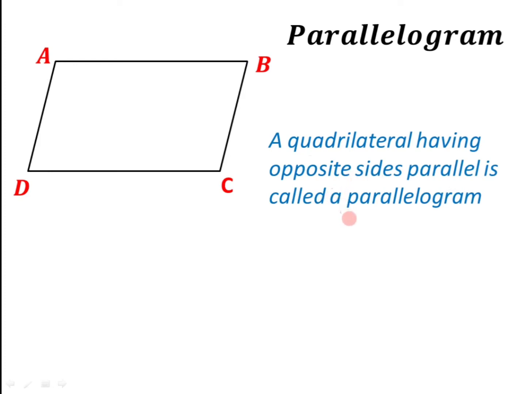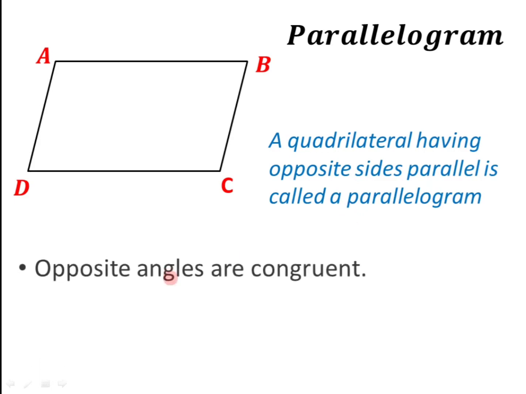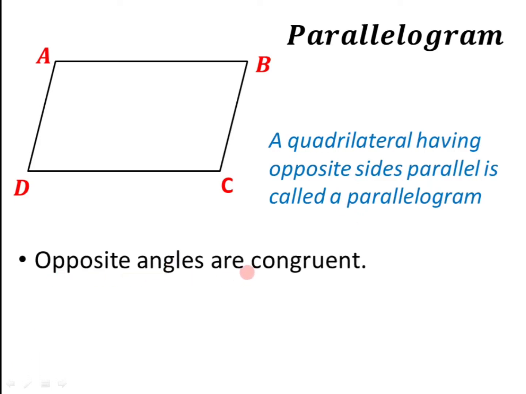Now let's have its properties. The first property is the opposite angles of a parallelogram are congruent. So if you consider this quadrilateral ABCD, then angle A and angle C, this is the pair of opposite angles. So they must be congruent. In the same way, there is another pair of opposite angles, it is angle B and angle D. So they must also be congruent as they are opposite angles. So this is the first property of a parallelogram, that opposite angles of a parallelogram are congruent.